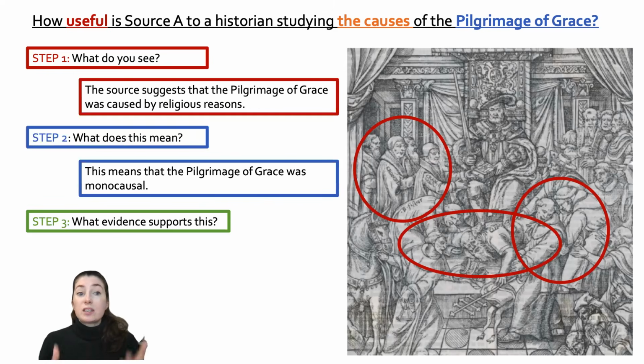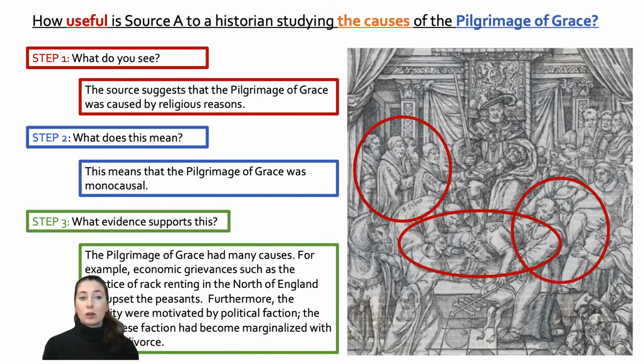What does this mean? This means the Pilgrimage of Grace was monocausal. Rather than writing, this means the source has left out economic and political causes, because that's not what the source shows. The source shows me it's monocausal, it had one cause. Evidence to support this. Now is where you can come in with that evidence about the fact that actually economic and political reasons were also important. So I've written a little piece of evidence here. Pilgrimage of Grace had many causes, for example, economic, such as the practice of rack renting, political, the marginalization of the Catholic faction in the north, caused primarily because of the divorce between Catherine of Aragon and Henry VIII.